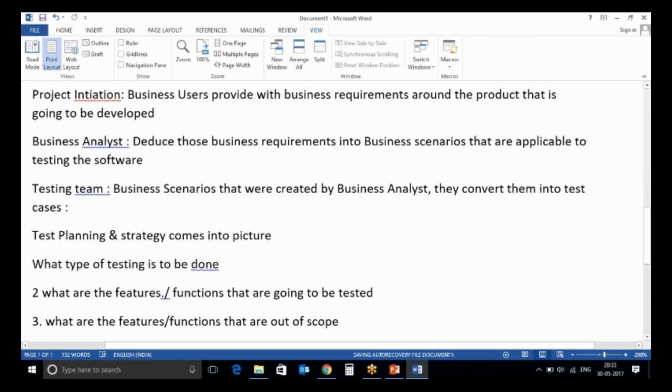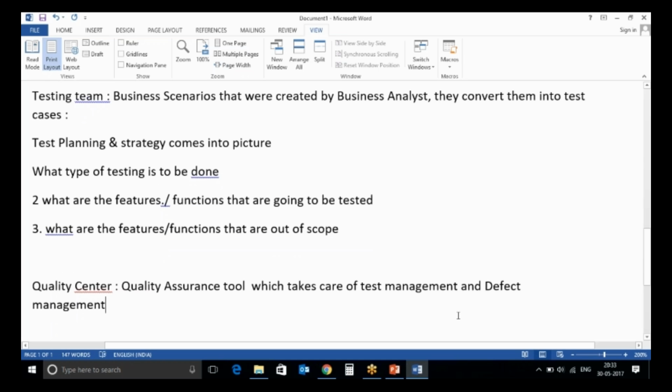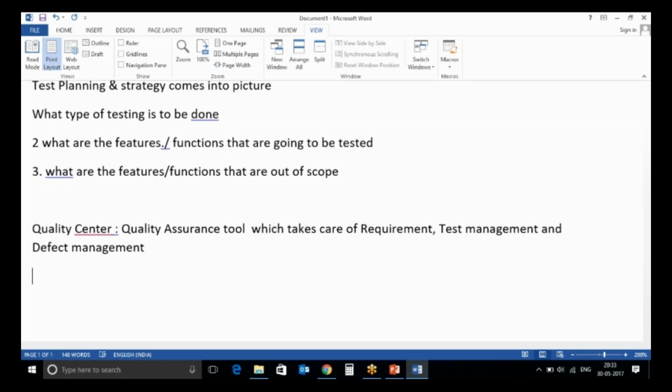Okay, so let me make a note of this. Quality Center is a quality assurance tool which takes care of requirements, test and defect management. So there are different tabs in Quality Center and it can be used for reporting purposes as well.